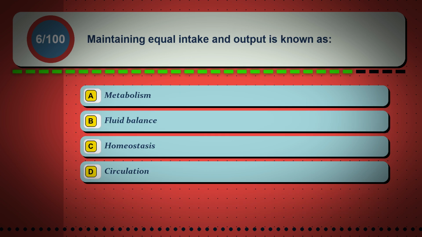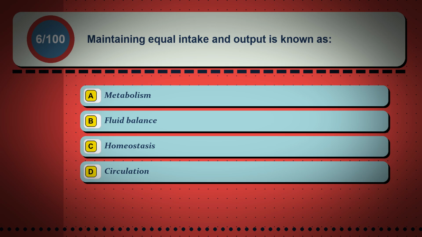Question 6. Maintaining equal intake and output is known as: Option A, metabolism. Option B, fluid balance. Option C, homeostasis. Option D, circulation.